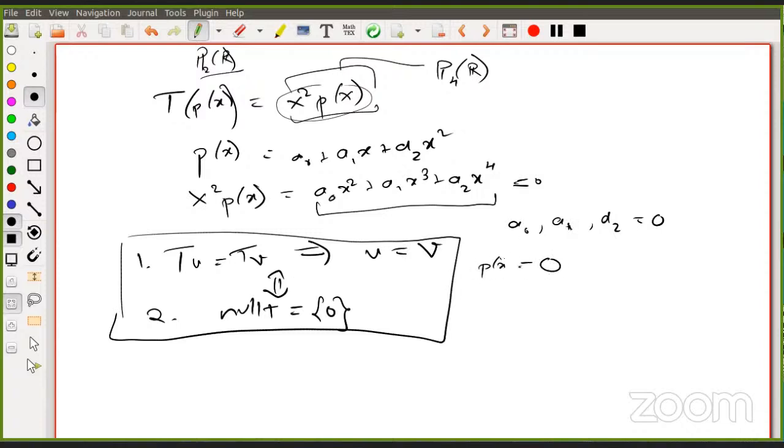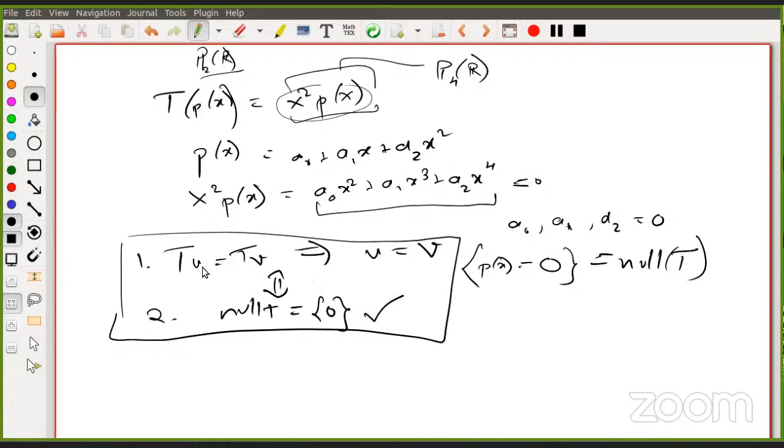So basically I can say this is equal to the null space of T. Because the null space of T equals 0, which is only the 0 element, we've satisfied this condition, which makes it injective. You could think of it in the other way.